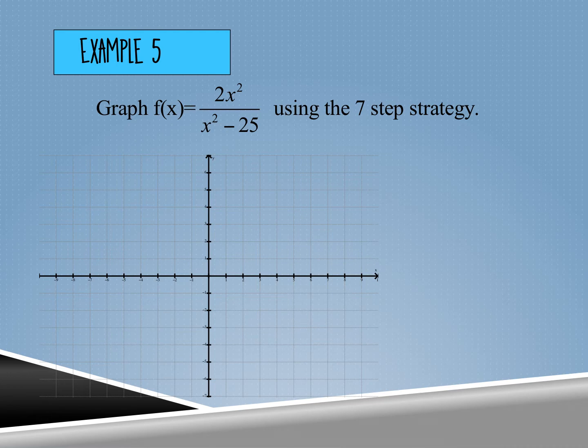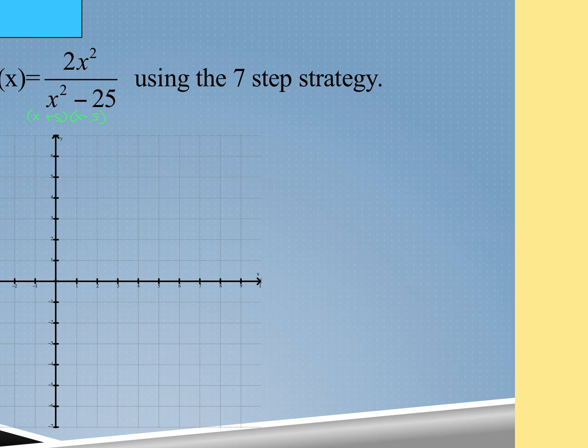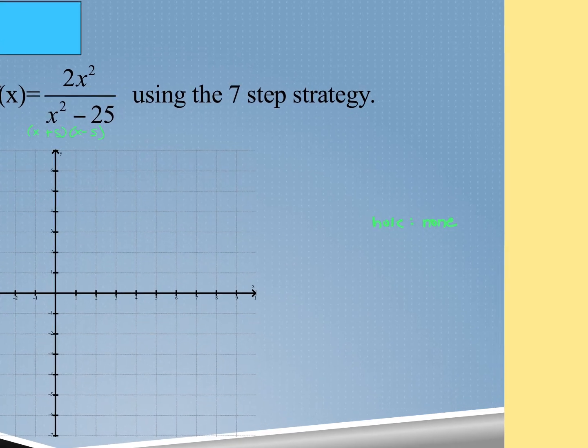All right. Starting where? Factor. This time I can factor the denominator, right? This would be x plus 5 and x minus 5. Can I cancel anything? No, which means I already know that there's no holes. My domain would be that neither of these can equal 0. So x cannot equal -5 and x cannot equal +5, which would be -infinity to -5, -5 to +5, +5 to +infinity.